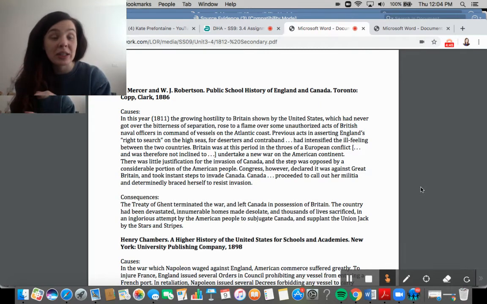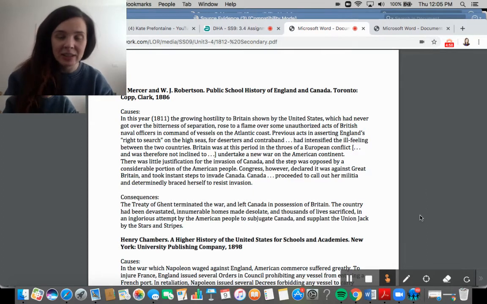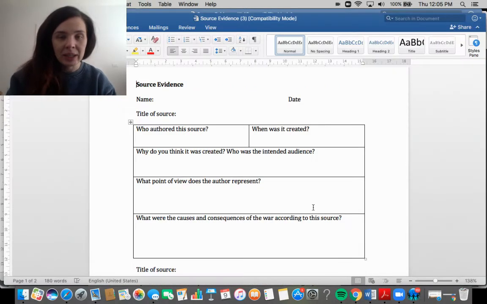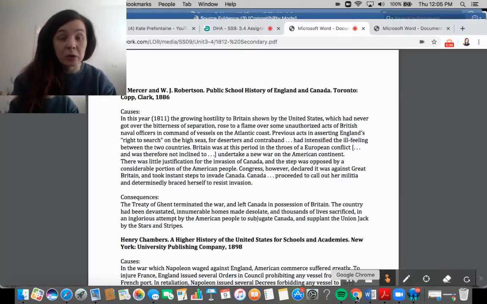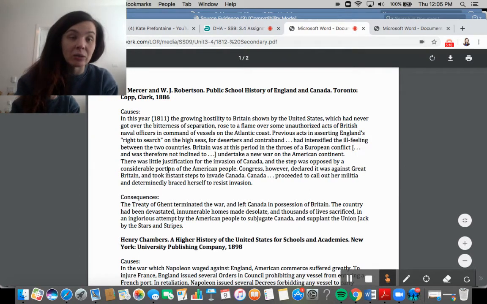Even just, if you're not 100% sure, then just have a look at what the actual thing says, who is being blamed for what, who sounds a bit better in the writing of it, okay? And then what were the causes and consequences of the war according to this source? This first one is actually broken down really nicely because it's got causes listed right there, and then consequences.